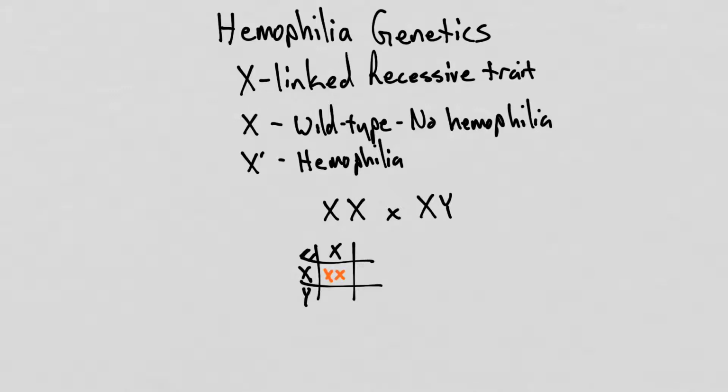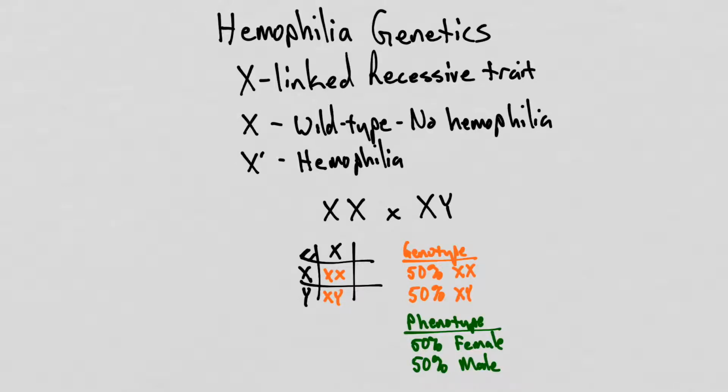So if we carry those down and over, we get an XX, and then we get an XY. And if we look at our genotype, that's going to be 50% XX and 50% XY, the types of traits that we have. And then for our phenotype, the outward expression of those, notice that we're 50% female and 50% male.